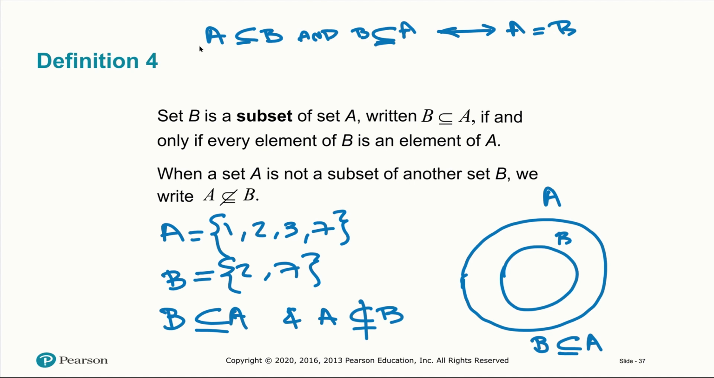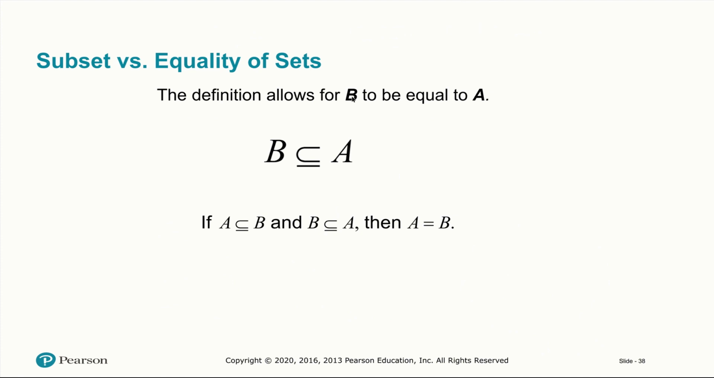Why? Because this means there's no element in A that is not in B, and this one means there's no element in B that is not in A, right? So what does that mean? Together they indicate that A and B must be the same set. So notice that the notation B is a subset of A does allow for the possibility of A and B being equal in the case that B is a subset of A and A is a subset of B.